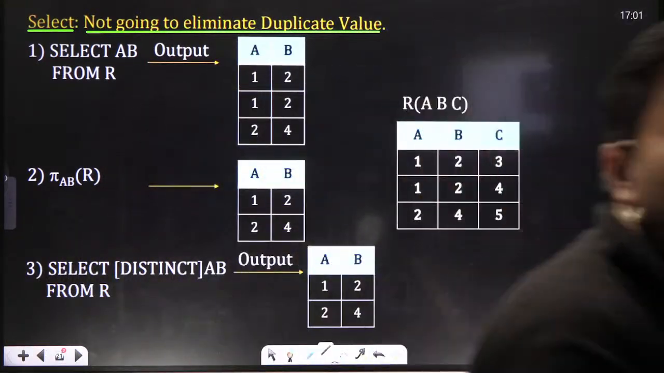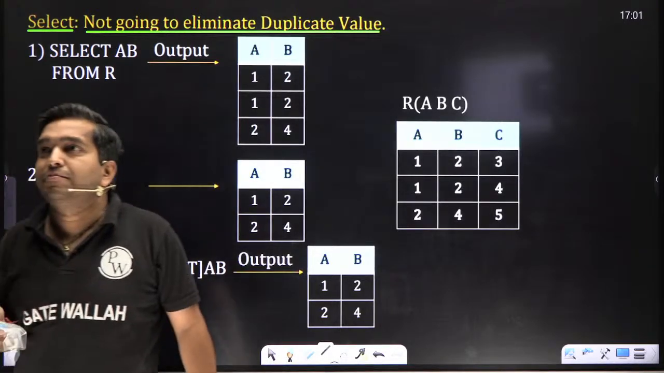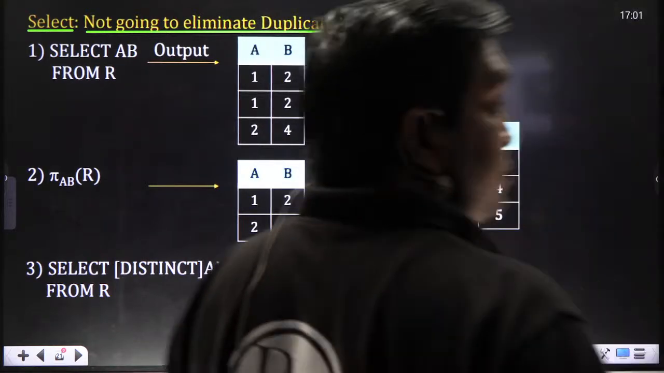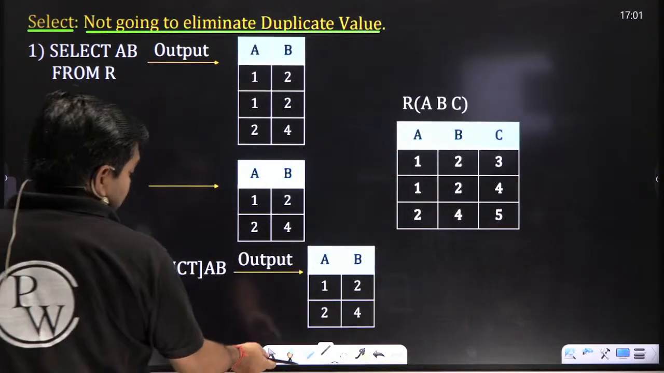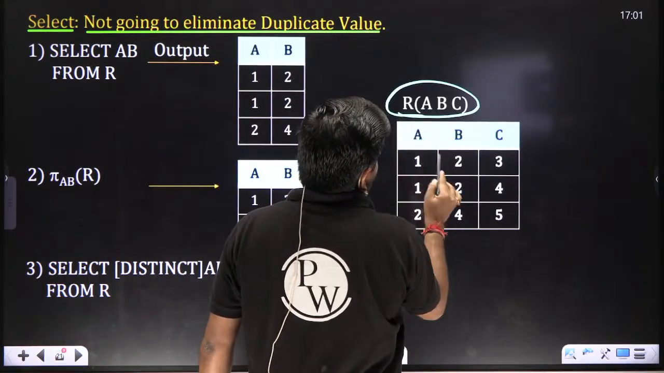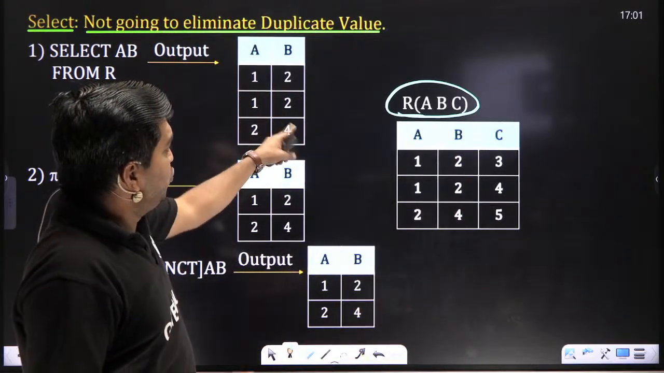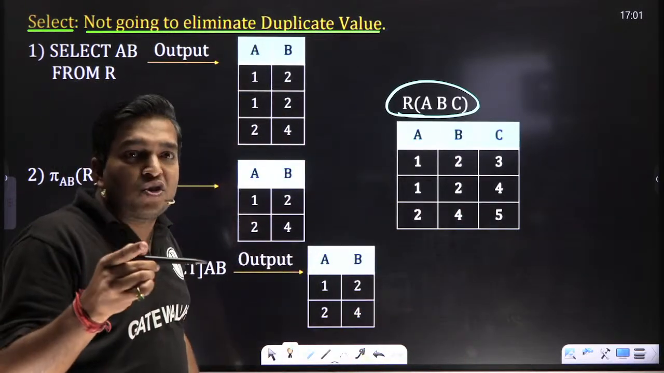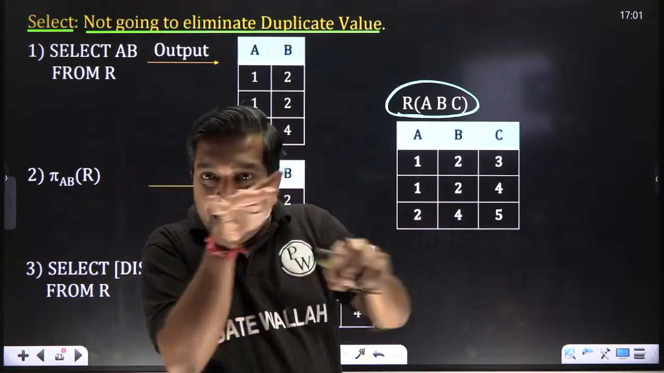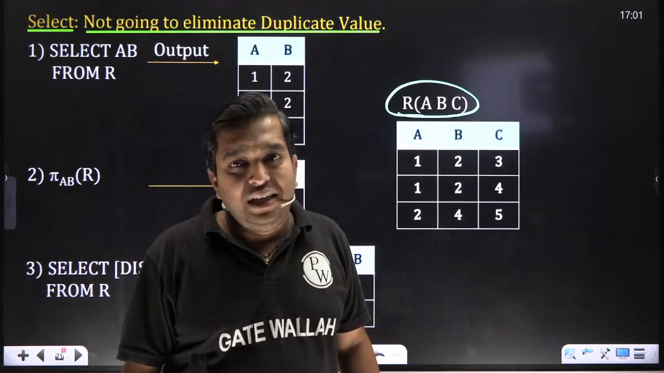For example, my dear student, just a minute, listen carefully. Select AB from R. This is your R table. You have to select AB only. So what will you get? You will get 1 2, 1 2, 2 4. Because in SQL, by default duplicates are allowed; by default it does not eliminate the duplicates. But in relational algebra, by default it eliminates the duplicates.